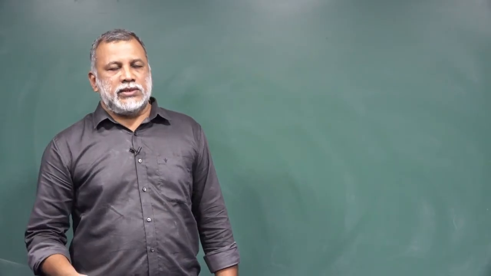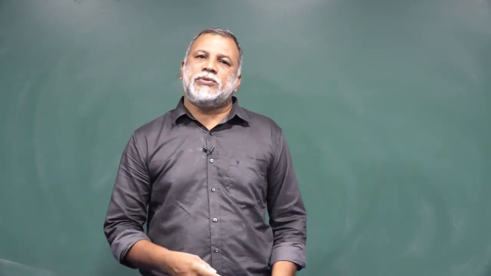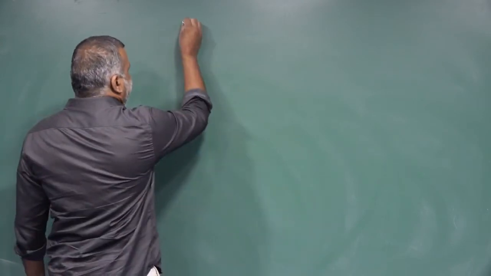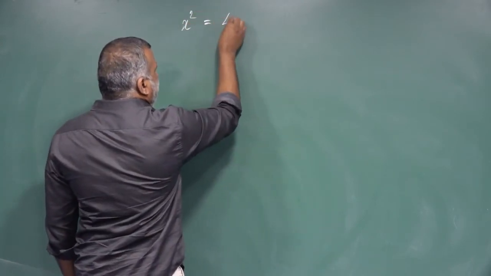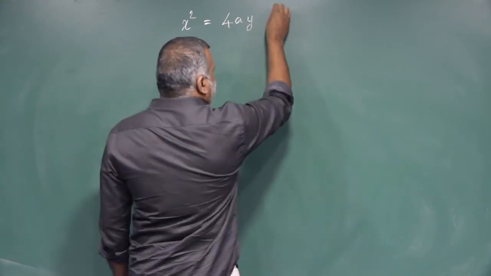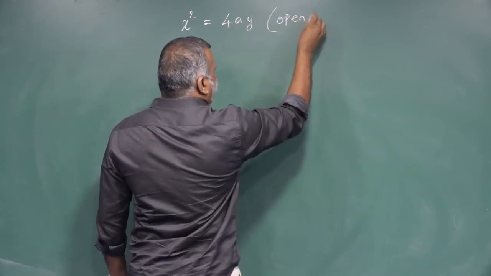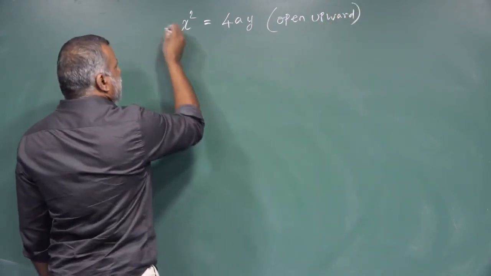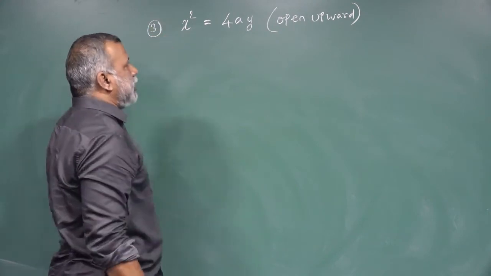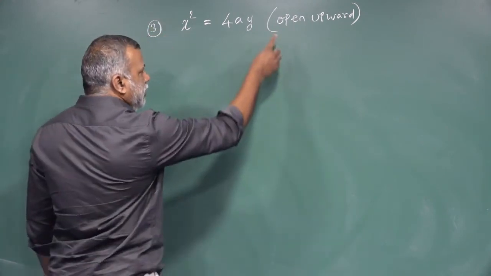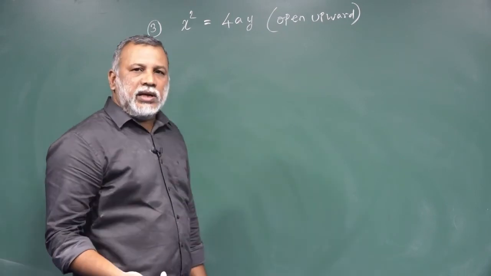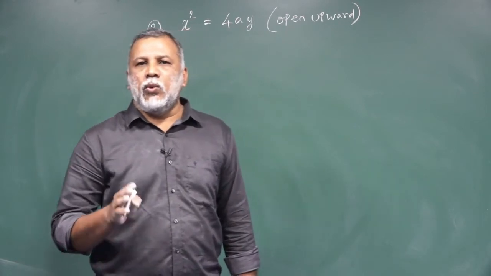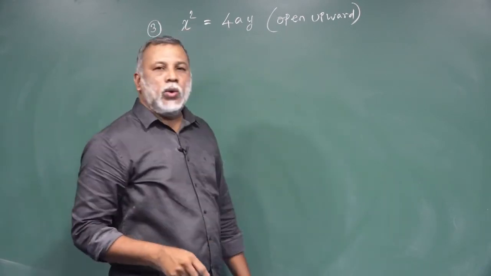So dear students, we already discussed 2 types of the parabola. Now we are going to discuss the third type. The third type is x squared equal to 4ay. The name is open up. This is called open up. So this is type number 3, x squared equal to 4ay. See the word open up. So far we already discussed type number 1, which is open right, and type number 2, which is open left. Now this is open up.